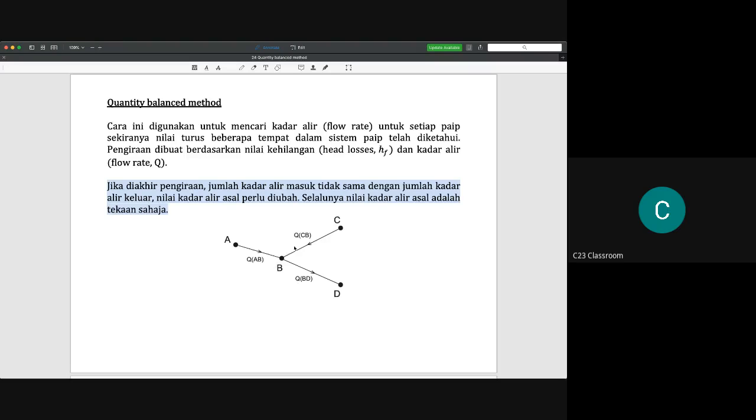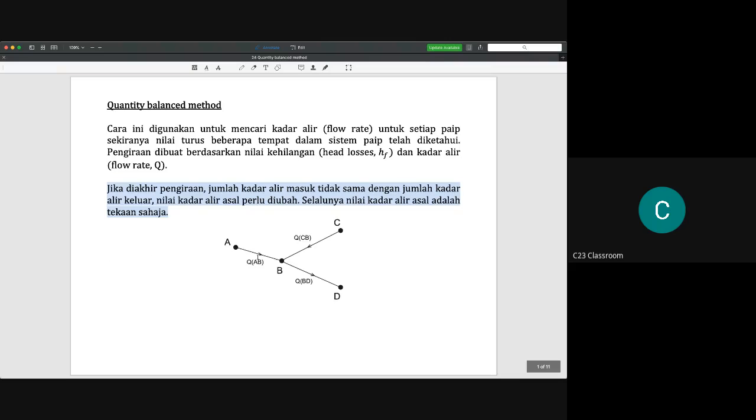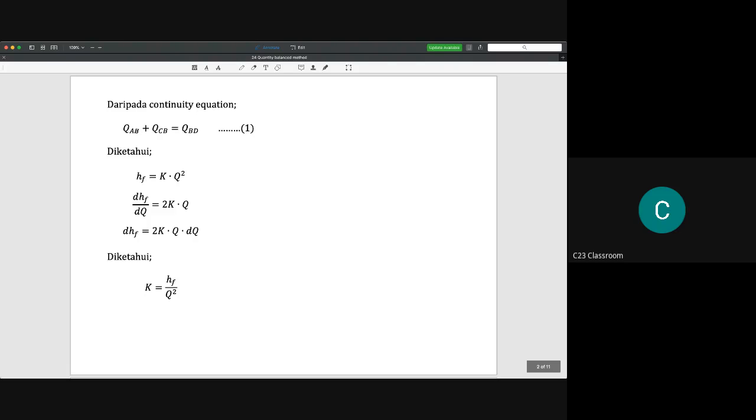For example, we have one situation like this. So the total input, which is A to B and C to B, must be equal to the total output, which is B to D here. So from the continuity equation, we can write this equation. Flow rate from A to B plus flow rate from C to B must be equal to the total output, which is the flow rate from B to D. You could see from this diagram here. And this is the continuity equation.